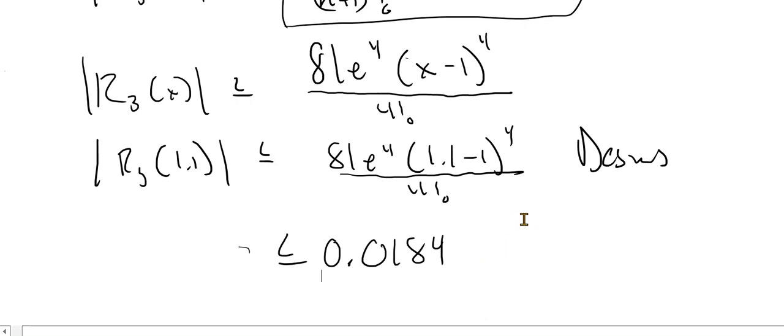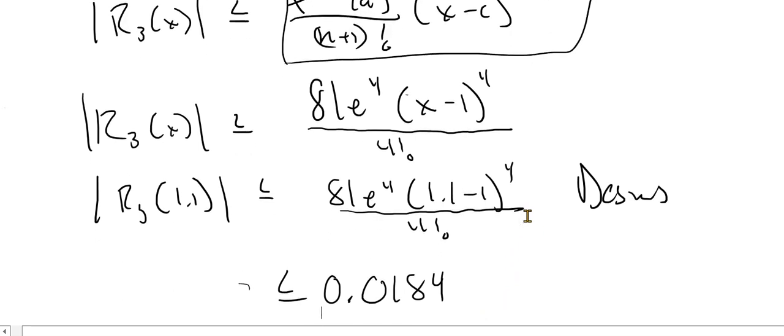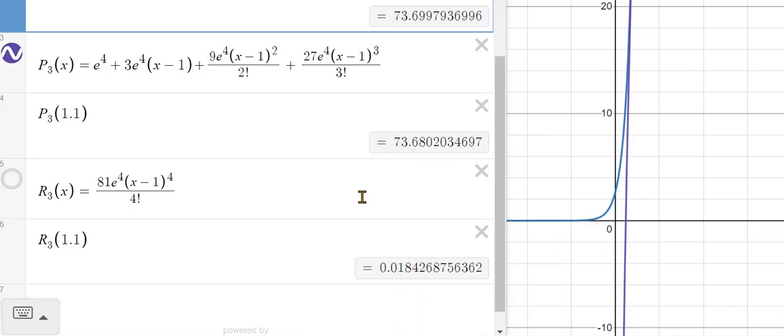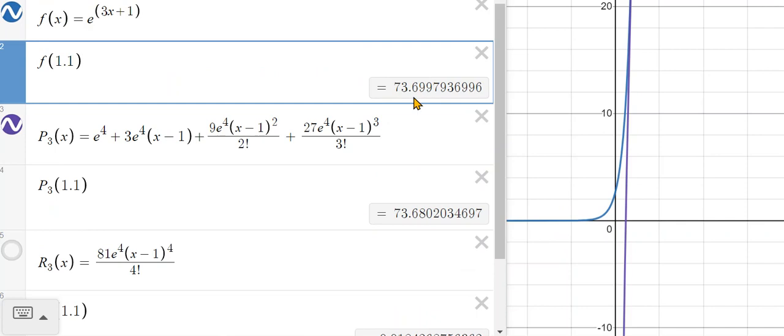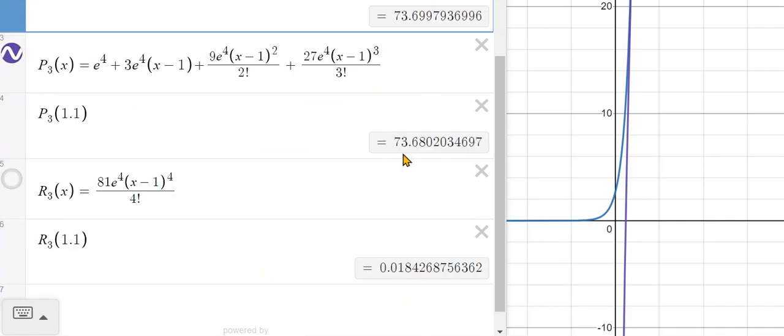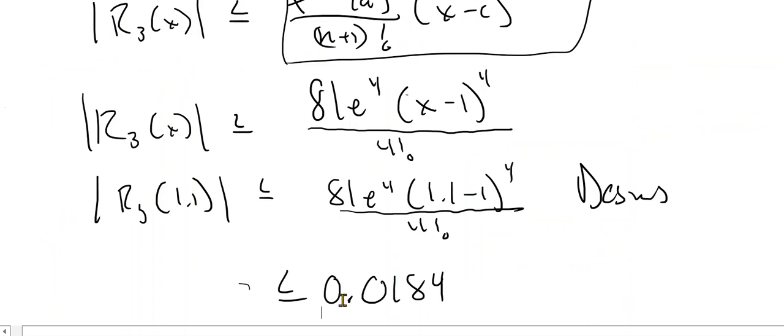Now, another way of looking at that is that the remainder is the difference between the function value and the polynomial value. So if we go back to Desmos, here we have the function value, 73.6997. Here we have the polynomial value, 73.6802, and here we have the remainder. If you add this remainder to the polynomial value, you're going to be very, very close to the function value. In fact, the remainder says that the actual remainder will be less than or equal to this amount, right? And so you'll see that that is actually true.